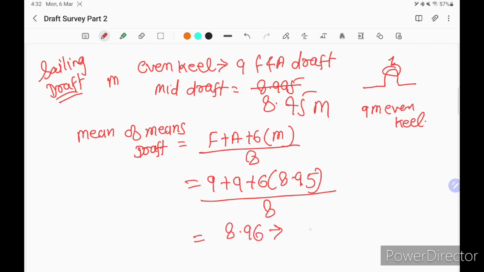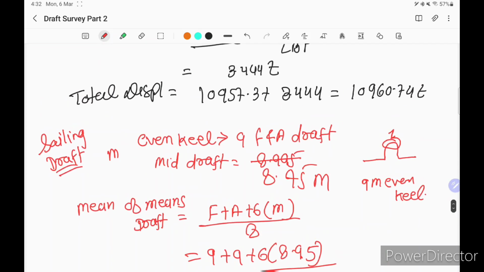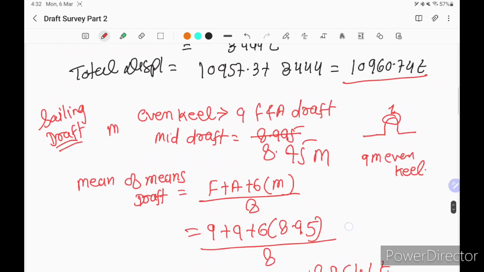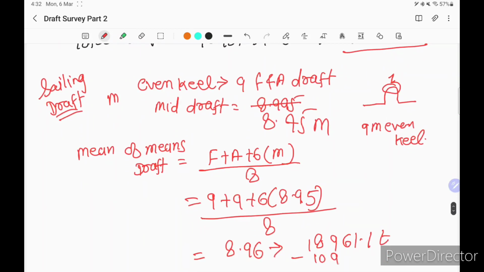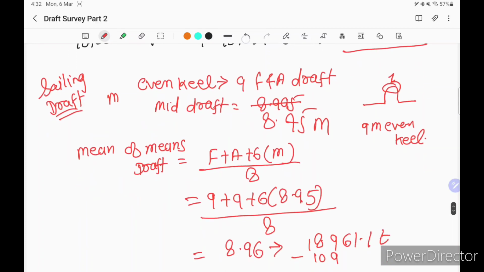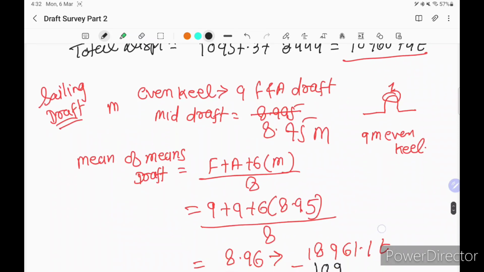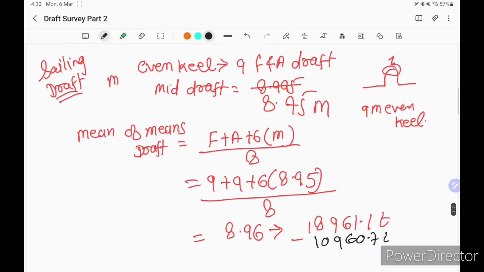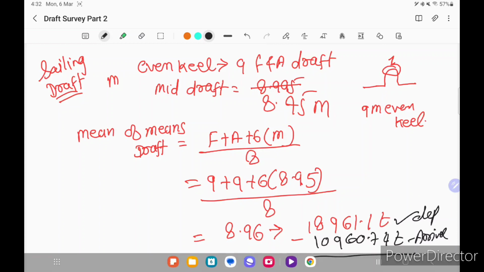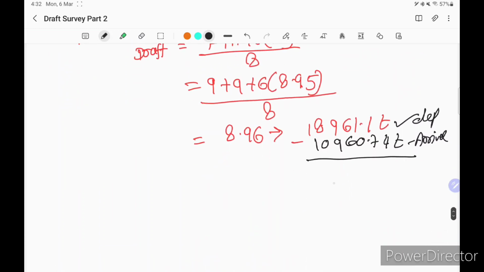For 8.96 we get the displacement in seawater as 18961.1 tons, and we have the initial 10960.74 ton. This is the departure sailing draft, this is arrival. So the difference between them is 8000.36 ton. This is our answer.